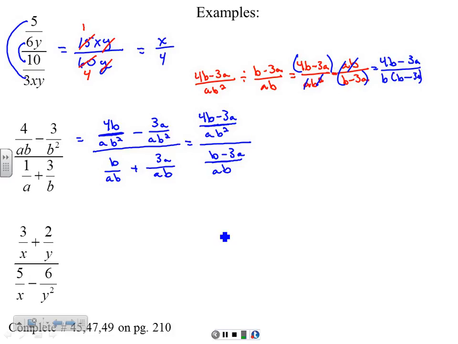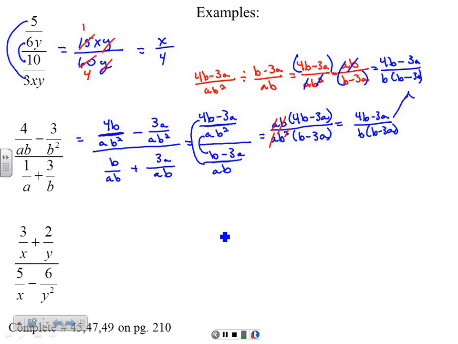Or you can do the skin over guts, which is what I prefer to do. So I'm going to have ab times 4b minus 3a, and I'm not going to multiply that out because I want to reduce. And then I'm going to have ab squared times b minus 3a. So this a will cancel this a, this b will cancel this one, and the two groups we've already discussed are not the same, so those won't reduce. So on top I have 4b minus 3a over b times b minus 3a, which is exactly what we found here.